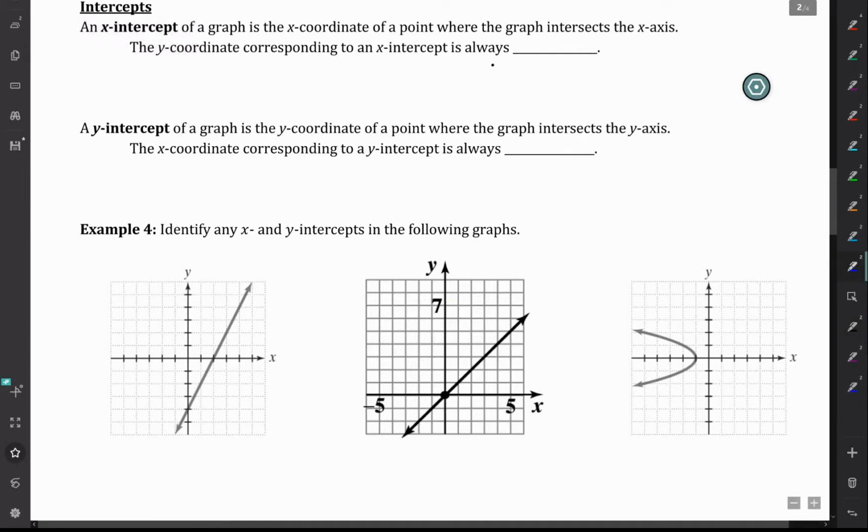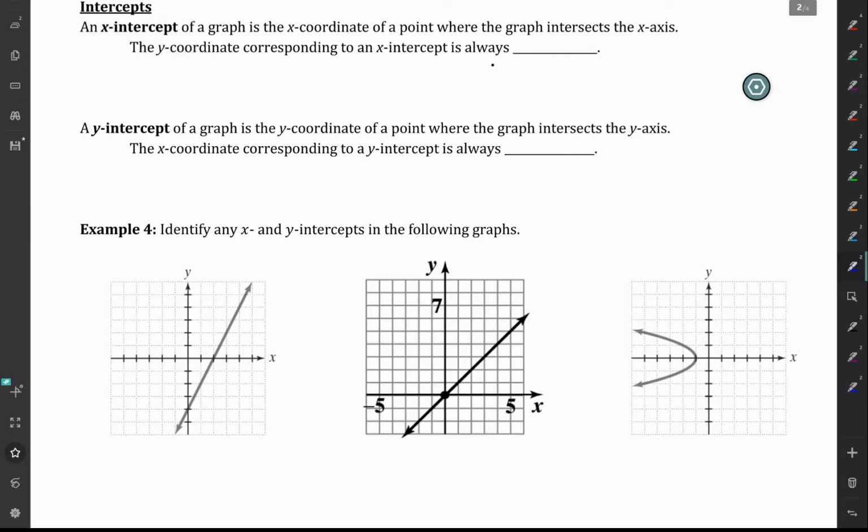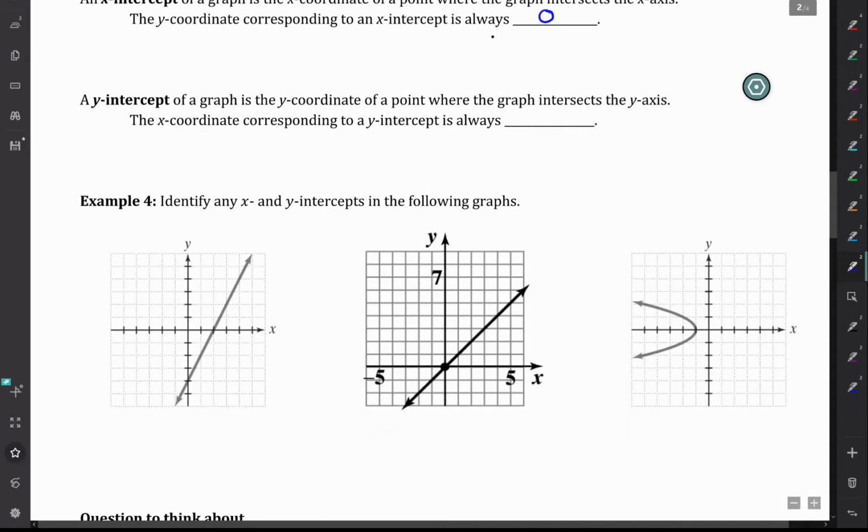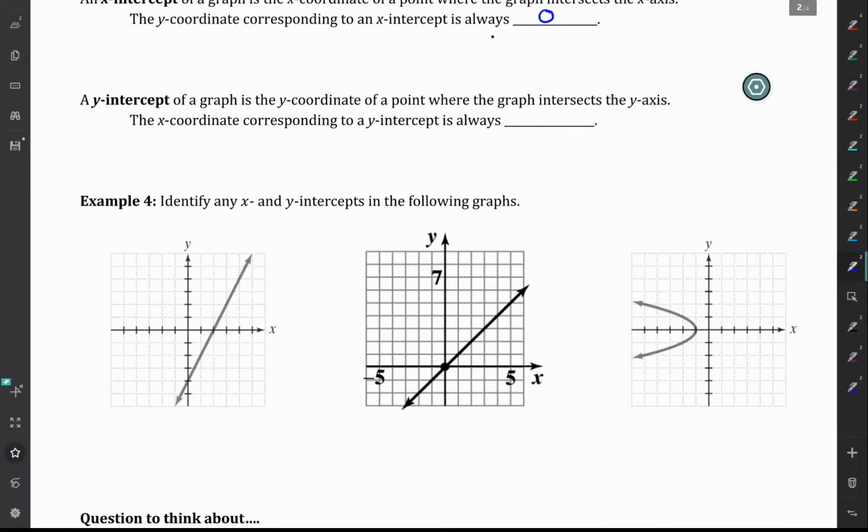Okay, here are a couple definitions. An x-intercept of a graph is the x-coordinate of a point where the graph intersects the x-axis. So if the graph is intersecting the x-axis, the y-coordinate is always going to be 0. And then similarly, a y-intercept of a graph is the y-coordinate of a point where the graph intersects the y-axis. And in that case, the x-coordinate is going to be 0.